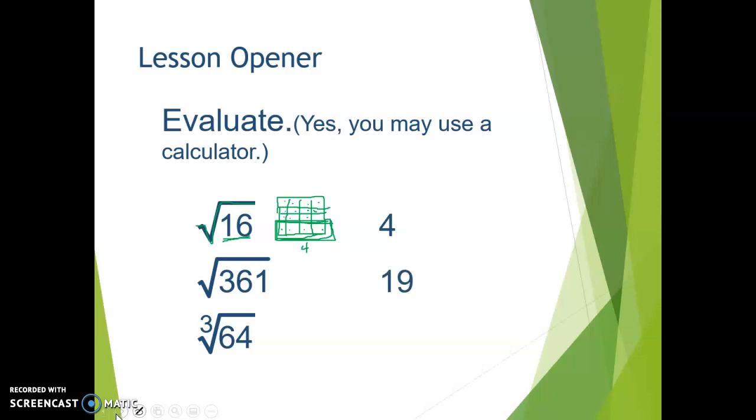19. Nice job. You can use that, type that into your calculator. Most of you will type the number first and then hit the square root button. If you're dealing with a graphing calculator, you're going to hit the square root button first and then the 361.